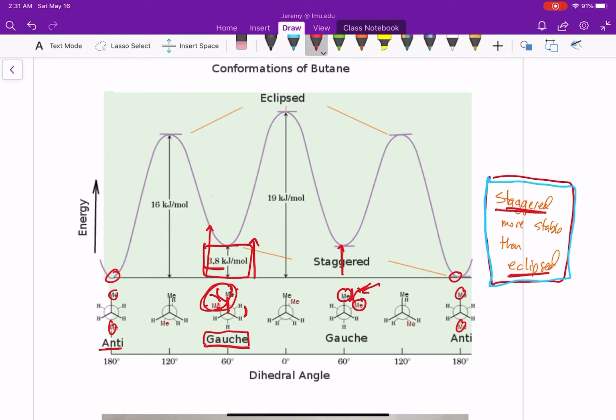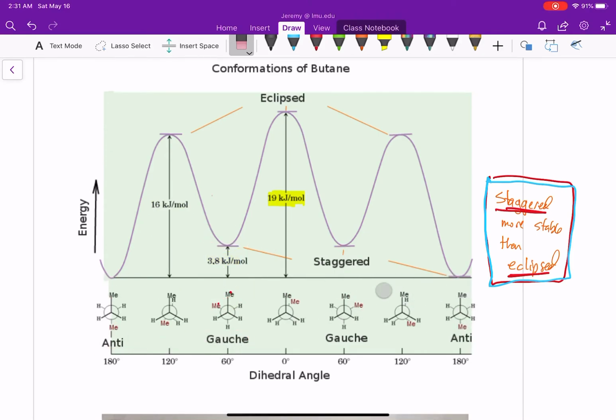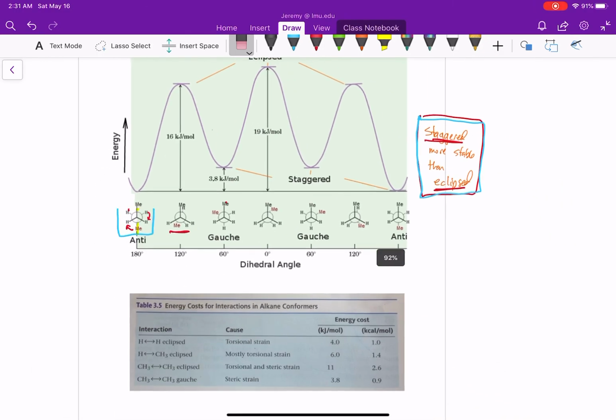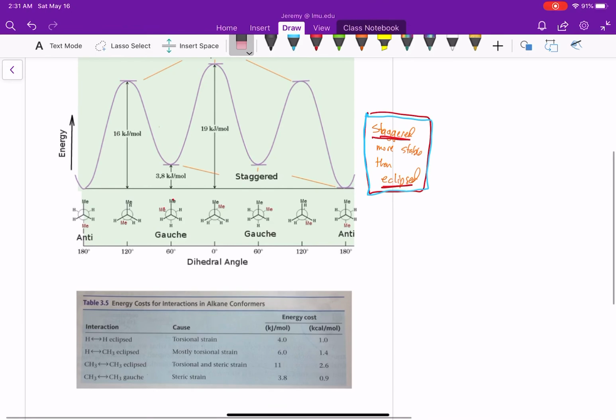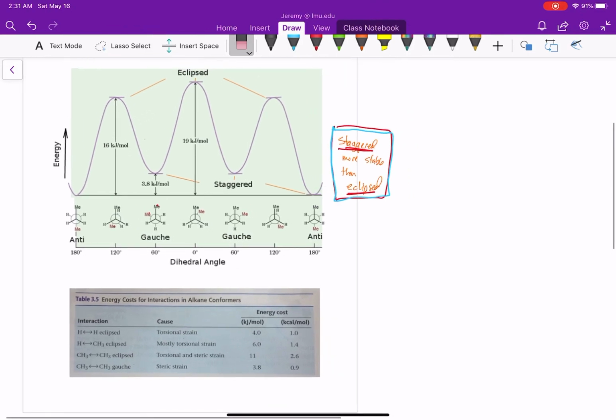All right? So let's look at how we got these numbers. Where do we get 19 and 16 and 3.8? Where did all these numbers come from? Okay, so it turns out we have a really good feel for what these numbers are, because we can estimate what the cost is from different conformations.